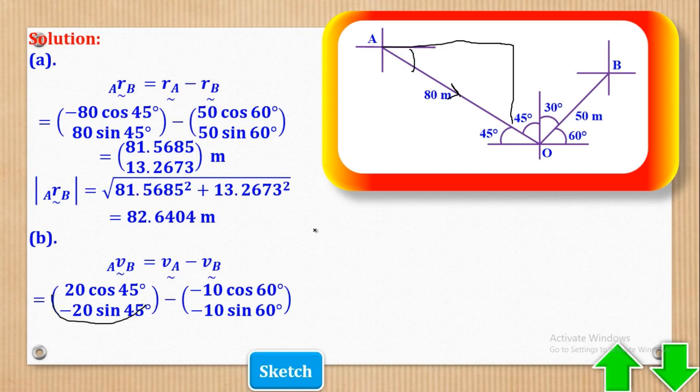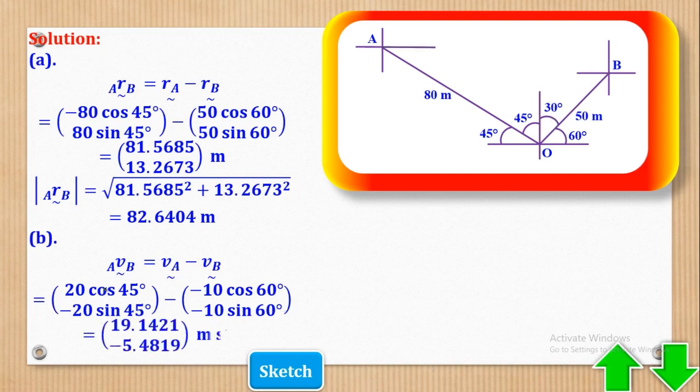For car B, it is moving also towards O. Therefore, moving towards O, it means you move horizontally to the left, and vertically you move downwards. So both are negative. That's why you see negative here, negative here. But the magnitude of velocity was 10. Therefore, it will be horizontal to be negative 10 cos 45, and vertical to be negative 10 sin 45. 60. So horizontal to be negative 10 cos 60, and vertical to be negative 10 sin 60. That's where this is coming from. So after that we shall subtract.